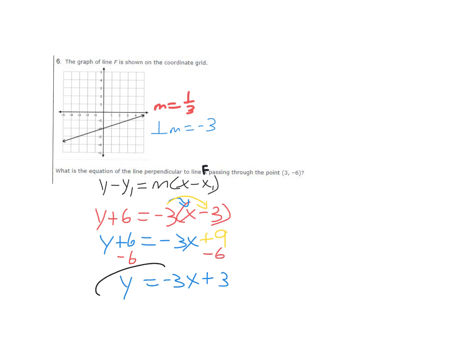So this equation, which is actually the same as this, will have a slope perpendicular to this line. Notice we have a positive slope here and a negative slope here.